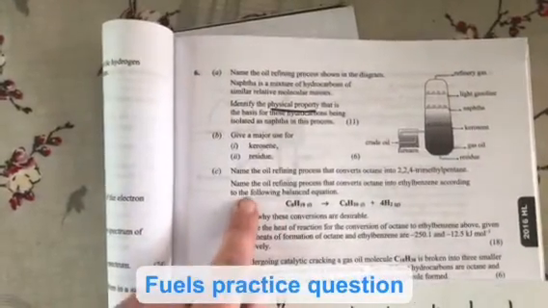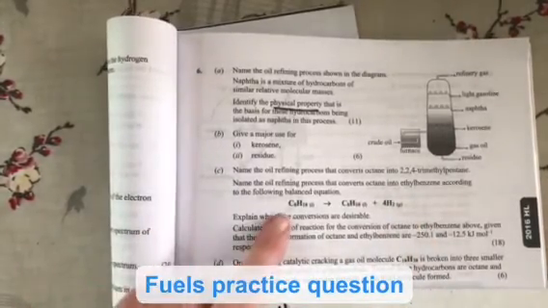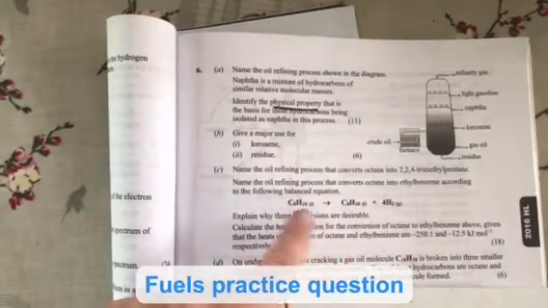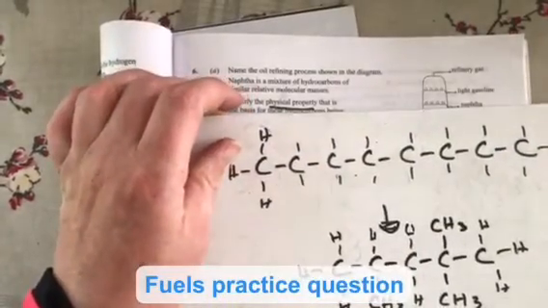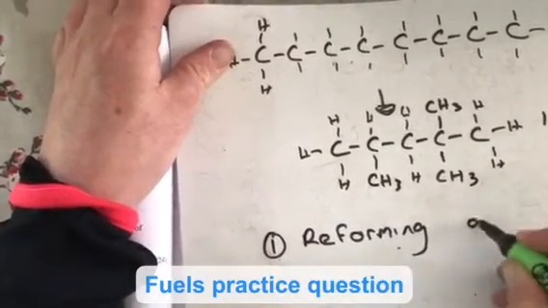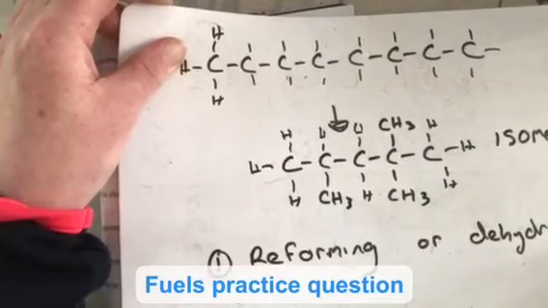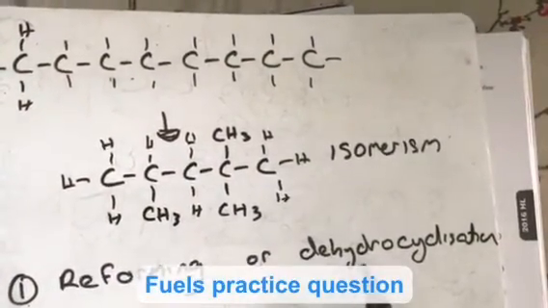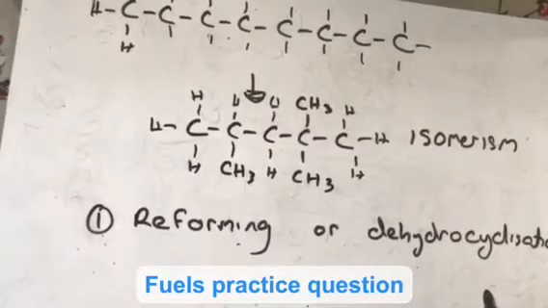Next one, it asks you also to name the oil refining process that converts octane into ethylbenzene according to the following balanced equation. So guys, here we've got ethylbenzene. We've got a big long chain hydrocarbon being changed into a cyclic compound, one with a ring in it. There are 2 words to describe that, girls. One is reforming, or dehydrocyclization. Dehydrocyclization means that you're taking off hydrogen and forming a cyclic compound. I think reforming, to be honest, is easier. If you're forming a ring from a long chain carbon, it's called reforming.